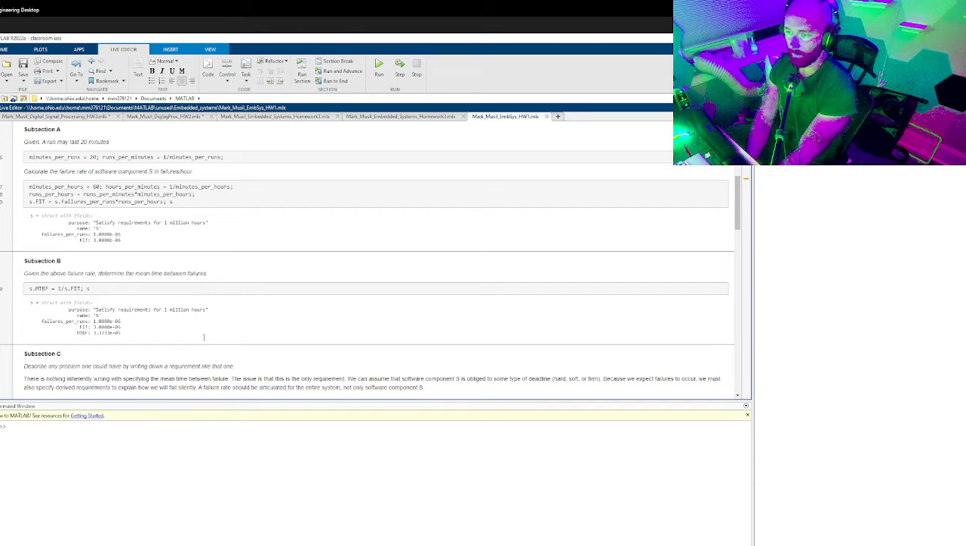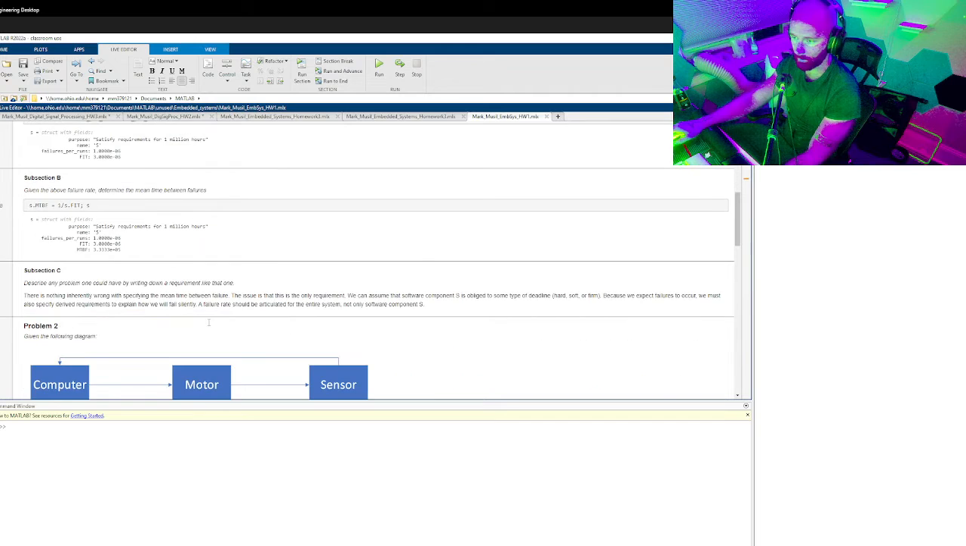Now, given the above failure rate, determine the mean time for failures, the mean time between failures. Now, this is definitely a really easy step. All you do is this, and notice that we're using this S struct, and we're just packing it with our values, and that's what we're going to keep doing.